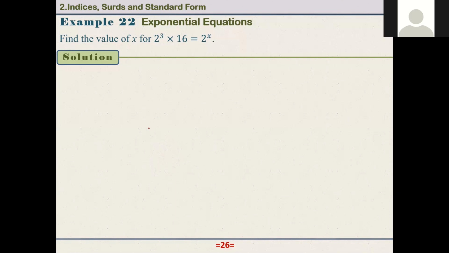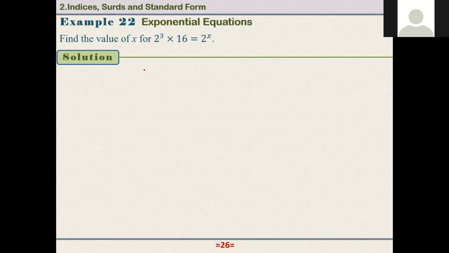So find the value of x for 2 cubed times 16 equals 2 to the power of x. Now we know the idea. We have to simplify the left-hand side, simplify the right-hand side, and bring them into the same base. And after that, drop the bases so that we can have another simpler algebra equation and solve this.